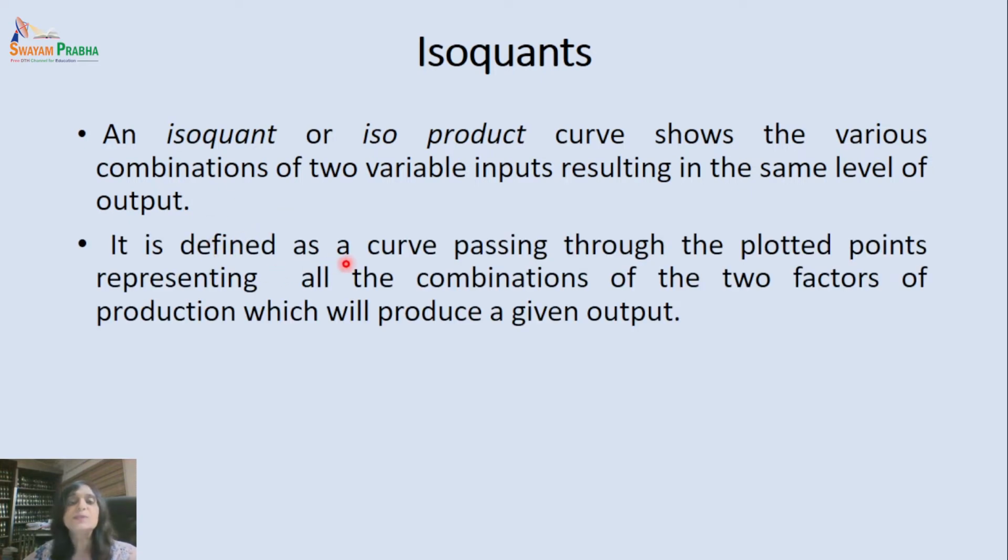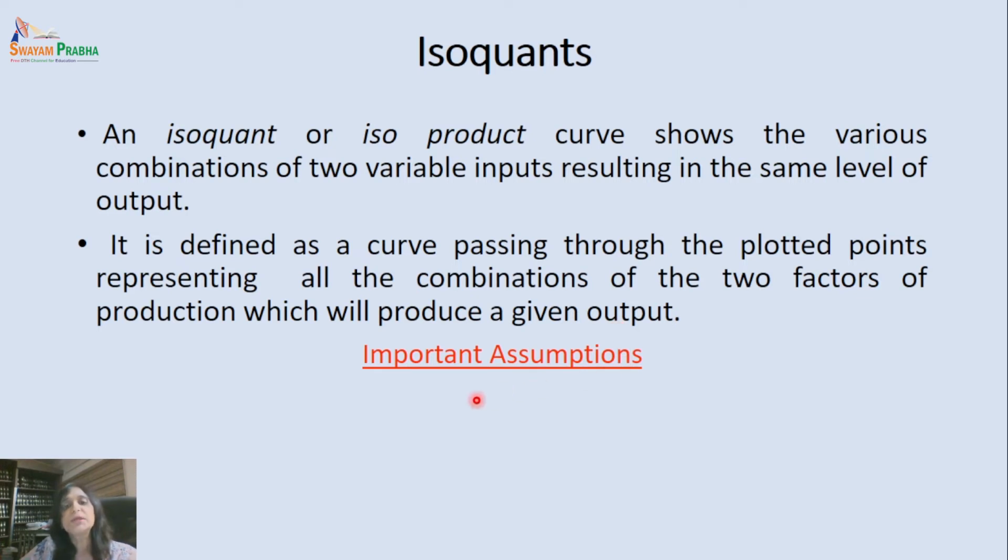Right? So it is also defined as a curve passing through the plotted points, representing all the combinations of the two factors of production which will produce a given output. That is, if you plot it on a graph where you take the variable factors on the x-axis and the y-axis, the different combinations of both variable factors which give the same level of output, when joined together, form a curve called an isoquant.